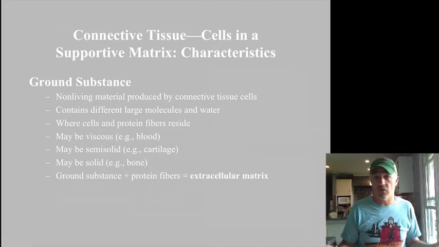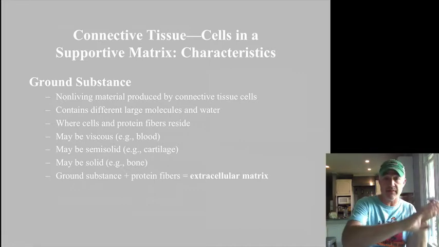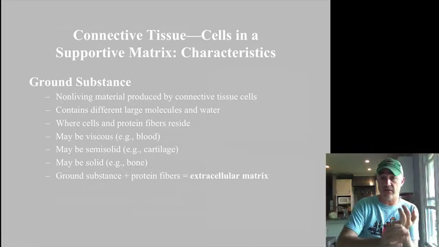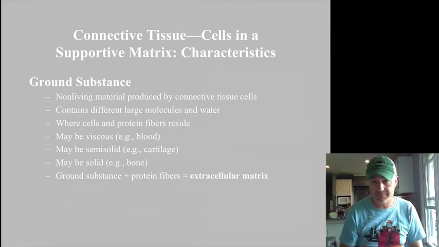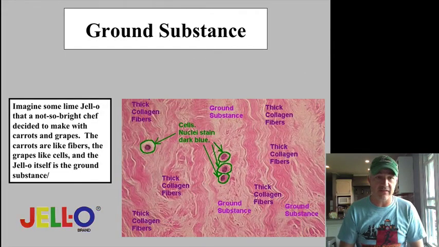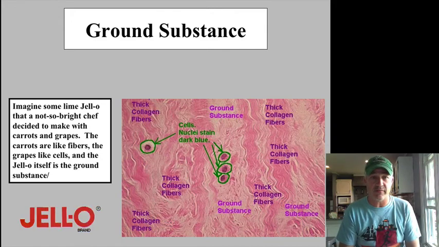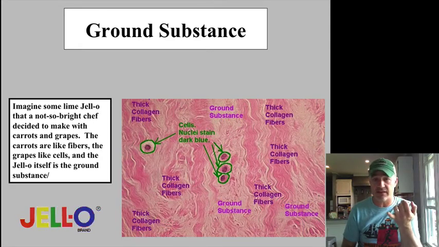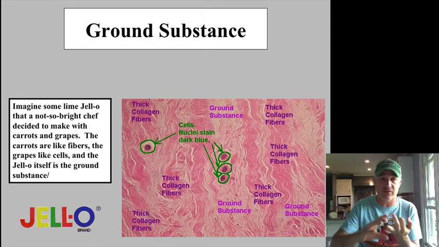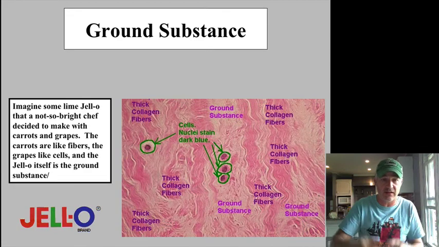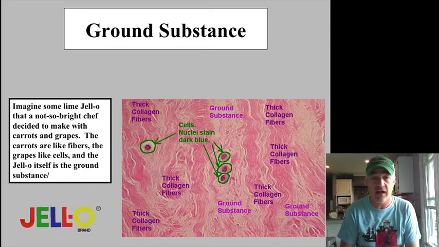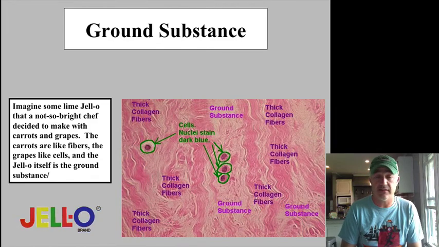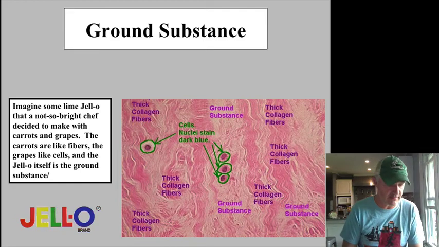And again, most of the connective tissues we're going to talk about are going to be some combination of cells, ground substance, and fibers. So a really bad example of this: if you were to make a really bad Jell-O salad using grapes and shredded carrots, the grapes would be like the cells, the shredded carrots would be like the fibers, and the Jell-O that it's all within would be the ground substance. So it's a really nasty example of a connective tissue.